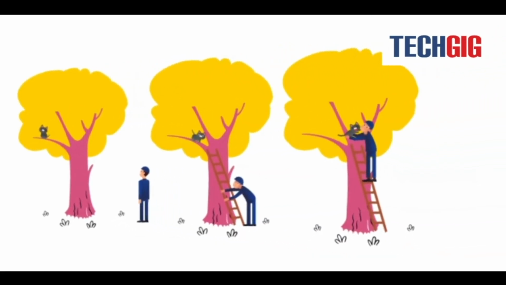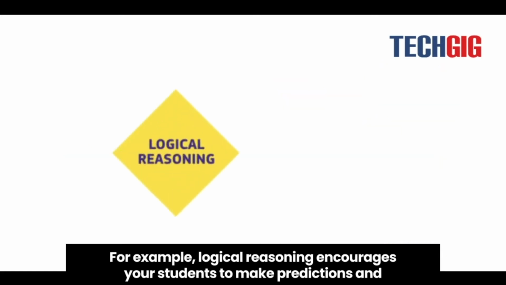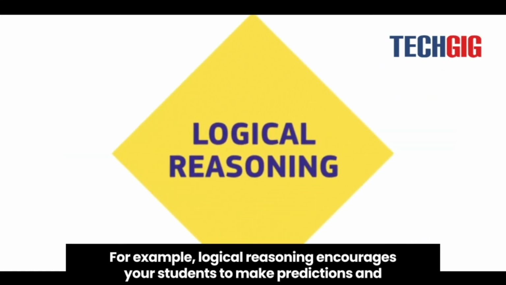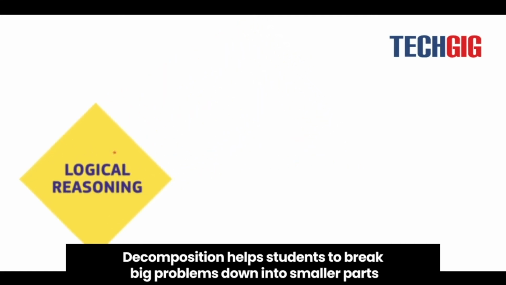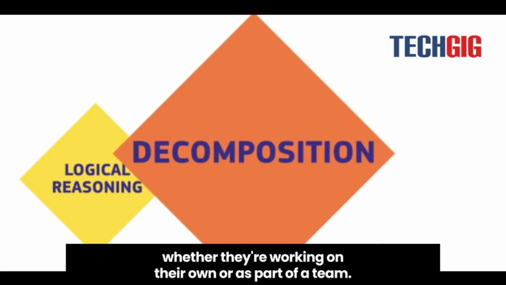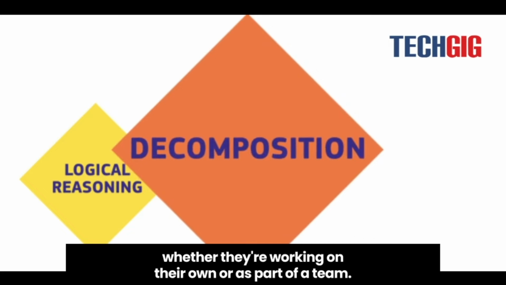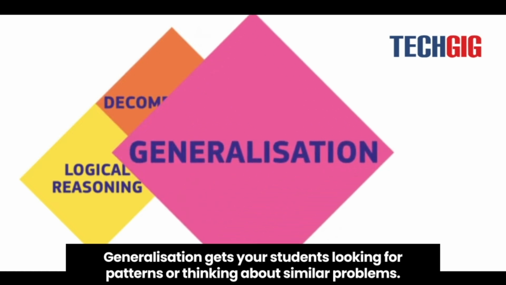Elements of computational thinking. It can be helpful to think about some of the common elements of computational thinking. For example, logical reasoning encourages your students to make predictions and to give explanations, whether or not they're working with computers. Decomposition helps students to break big problems down into smaller parts, whether they're working on their own or as part of a team. Generalization gets your students looking for patterns or thinking about similar problems.